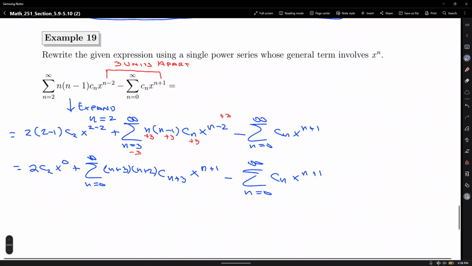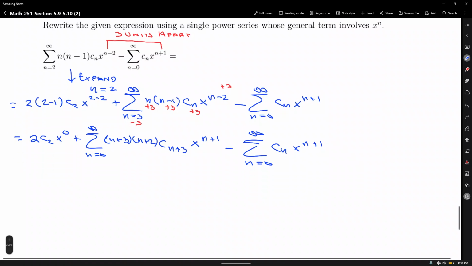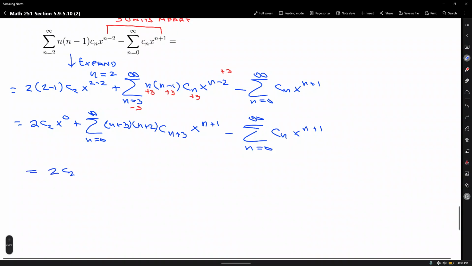All right. Now, do we have the same starting index on both series? The same power of x? Go for it. X to the 0, that's 2c2 plus the sum from n equals 0 to infinity. I'm going to open brackets: (n plus 3)(n plus 2) c sub n plus 3, minus c sub n, and x to the n plus 1. So I'm factoring the sigma symbol on the left and I'm factoring the x to the n plus 1 on the right. All right? So that's the combination into one single series.